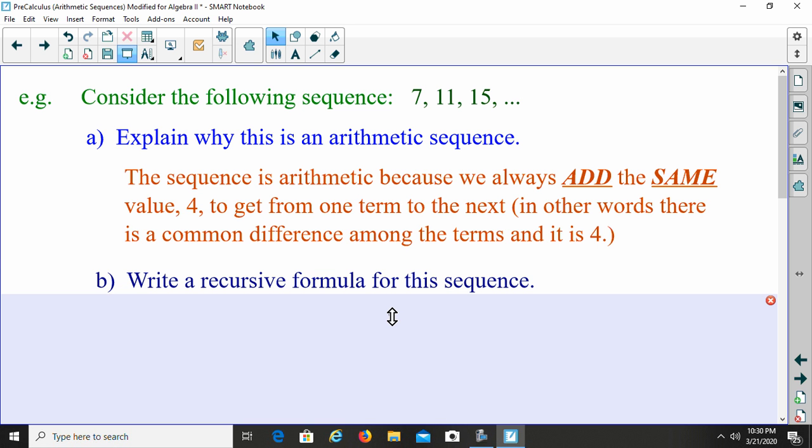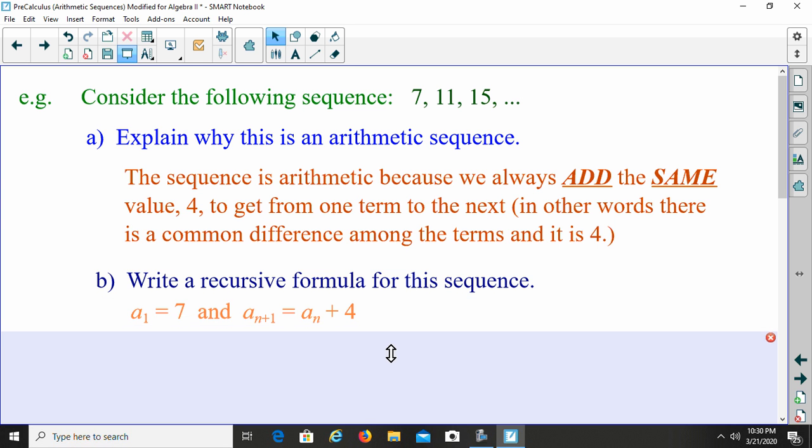Write a recursive formula for this sequence. When we write a recursive formula for any specific sequence, we're going to need 2 things. We need to specify any term of the sequence, and then we need to give a recipe to get from one term to the next. Most often, we give the first term of the sequence. That's pretty conventional. So a sub 1 equals 7.